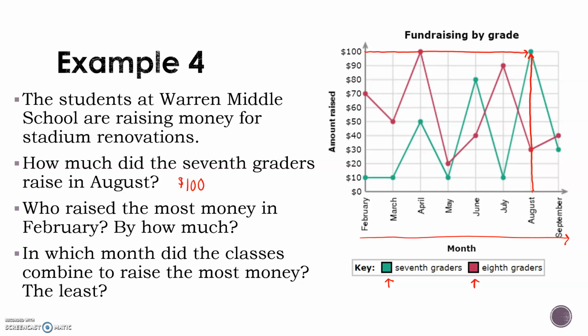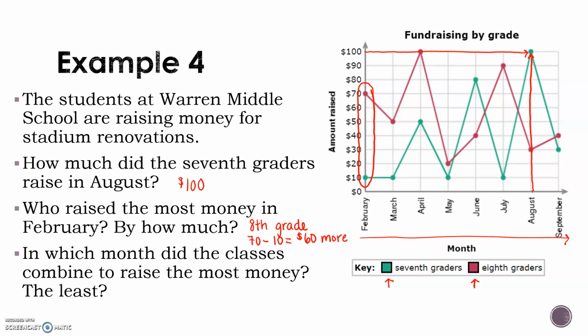Who raised the most money in February, and by how much? So I'm going to look at February and look at these values here. Which one is higher? 8th grade. And to figure out how much higher, I'm going to take the values and subtract them. So 8th graders raised $70. 7th graders raised $10. So that means that the 8th graders raised $60 more.